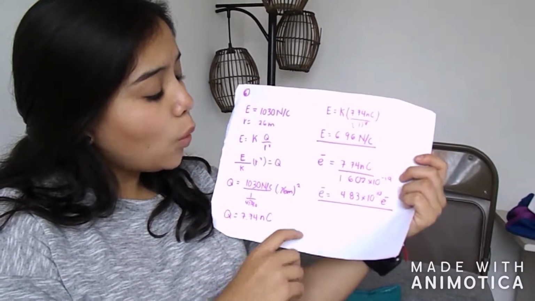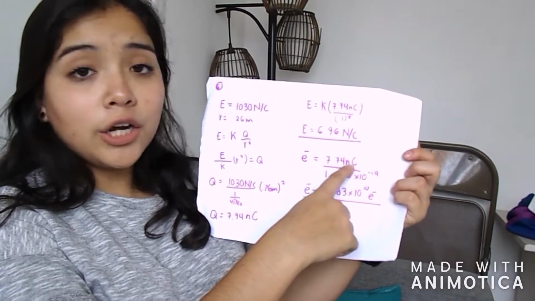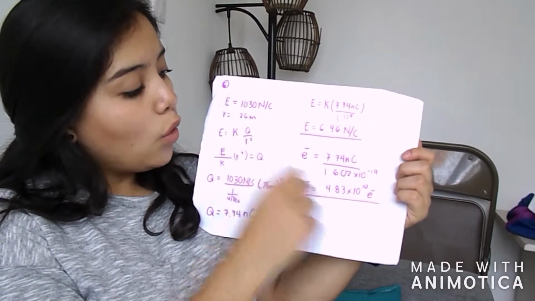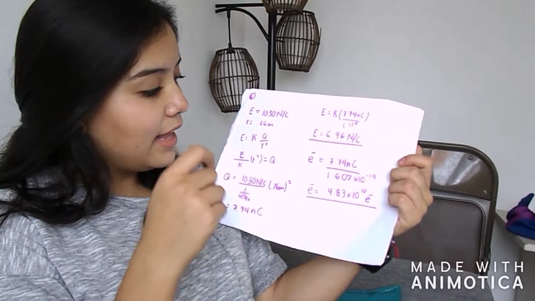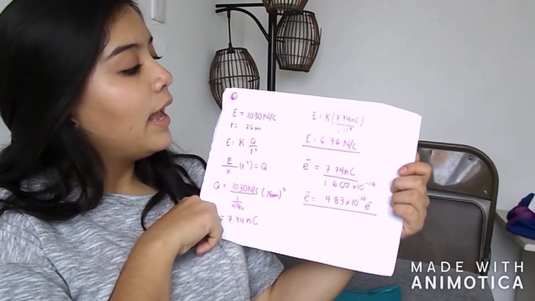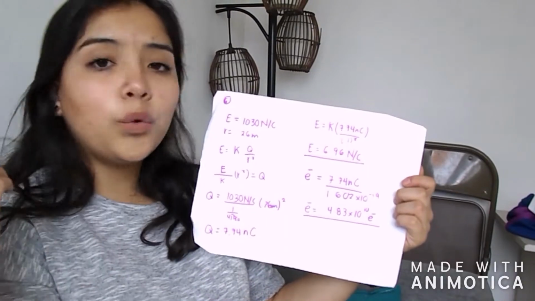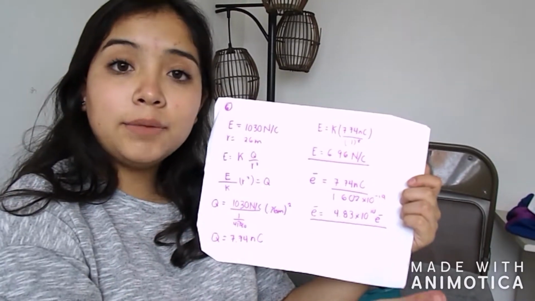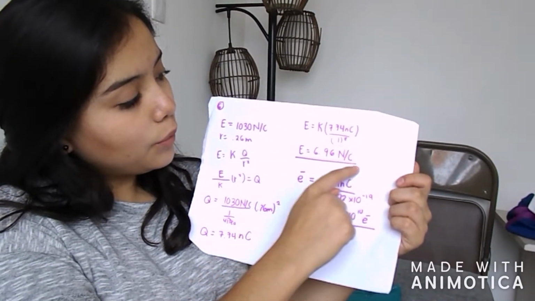Then, in order to know the electrons, we're going to divide the charge that we took out over the charge of the electron, and that will give us this result. And for the electric field at 10 centimeters, we first convert the centimeters to meters, and we substitute our values, and we will have this result.